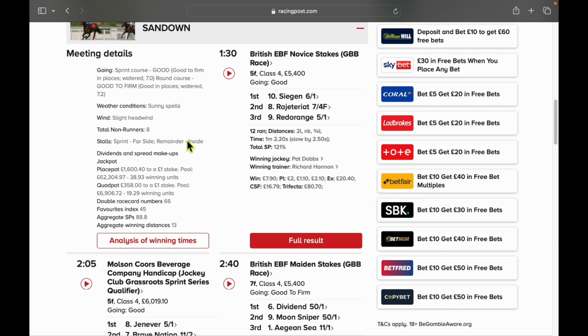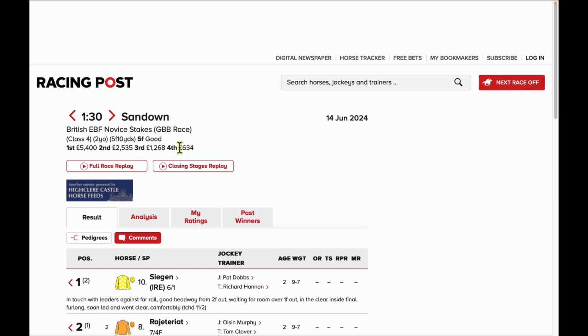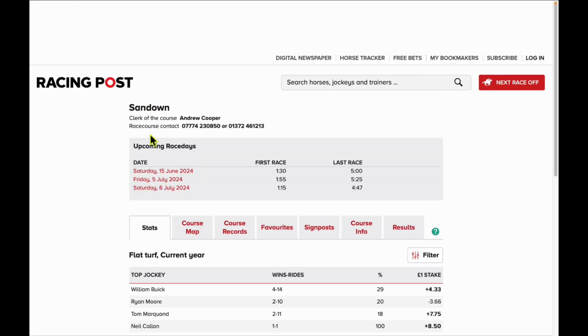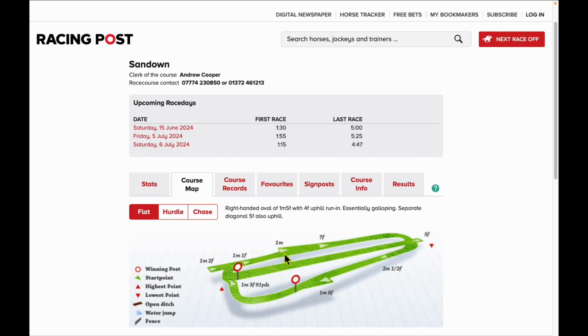And Sandown is a difficult track to work the going allowance out. The reason being, let me show you about Sandown. At Sandown, over 5 furlongs, they have a sprint track. This is the normal track where they run 7 furlongs, a mile, etc. But they have a separate 5 furlong track straight down the middle, and usually, but not always, the going can be different.